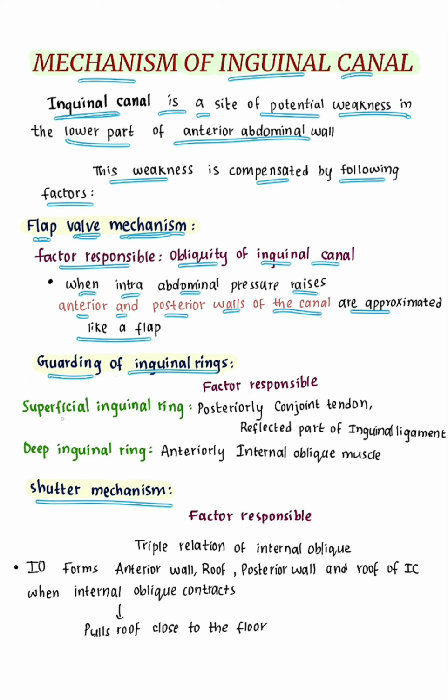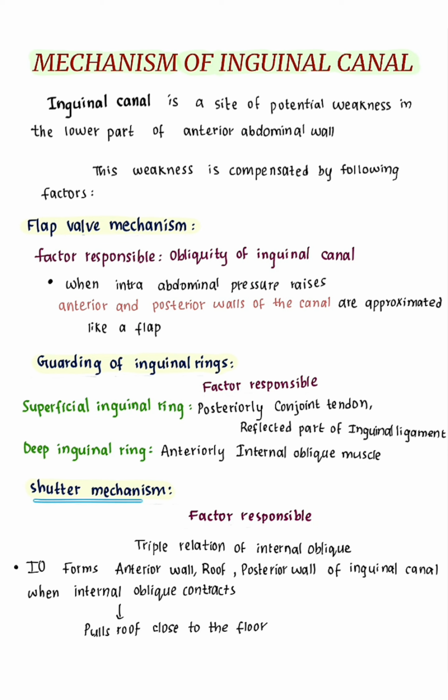Guarding of inguinal rings. Superficial inguinal ring, posteriorly, it is guarded by conjoint tendon and reflected part of inguinal ligament. Deep inguinal ring is anteriorly guarded by internal oblique muscle. We know that conjoint tendon and reflected part of inguinal ligament form the posterior boundary, and that lateral one-third of the anterior wall is formed by internal oblique muscle fibers.